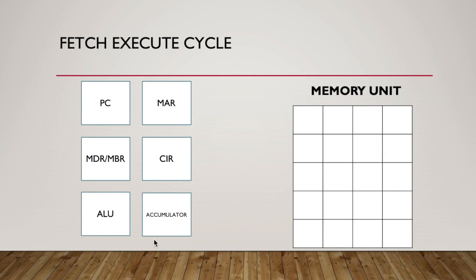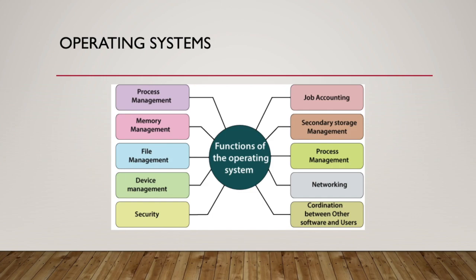Within this section, fetch-execute cycle and computer architecture, we have operating system. For operating systems, there's not much you need to know. You need to know the functions of an operating system. It might ask you for 4 or 5 functions. There's a huge graph in the diagram in the book which shows you all of the functions of an operating system. Okay, so remember a few of those.